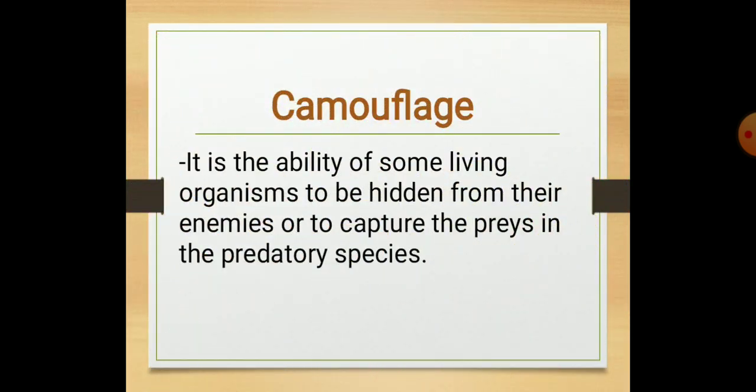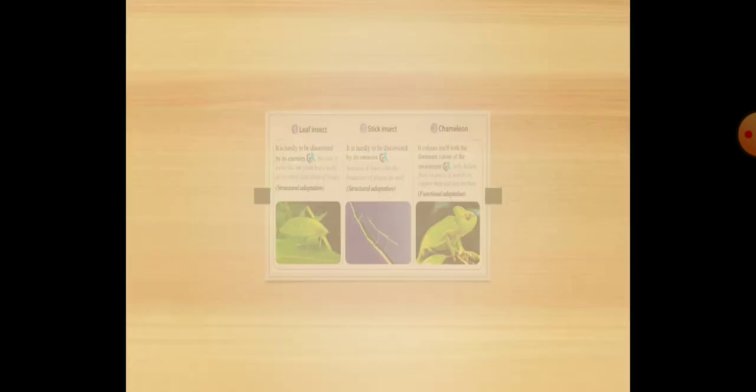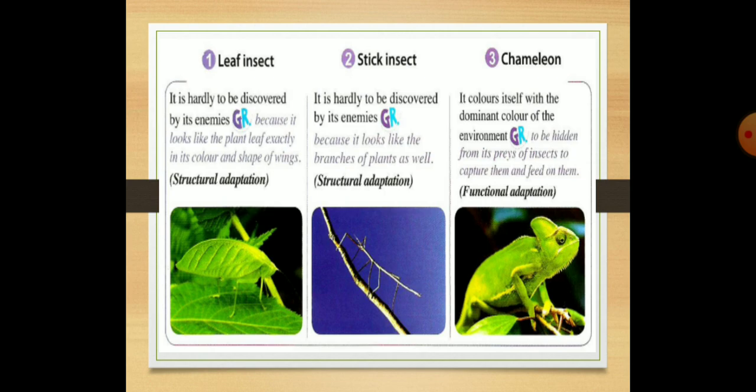Camouflage. It is the ability of some living organisms to be hidden from their enemies or to capture prey in predatory species. Examples: leaf insects, stick insects, chameleon. So first, we'll start with leaf insects. It is hardly discovered by its enemies because it looks like the plant leaf exactly in its color and shape of wings. So this is a structural adaptation.